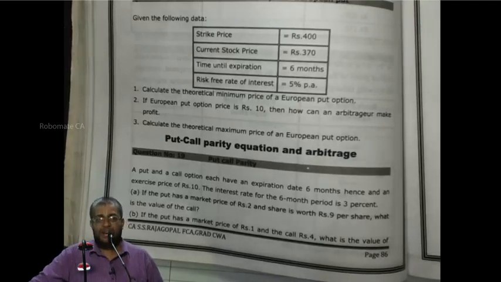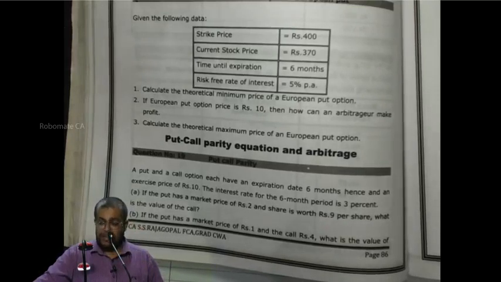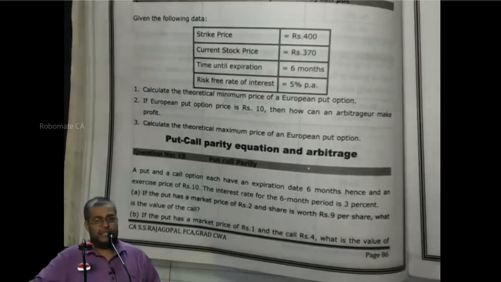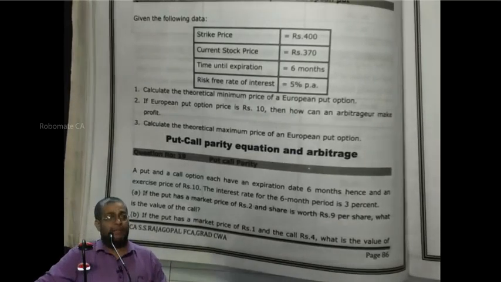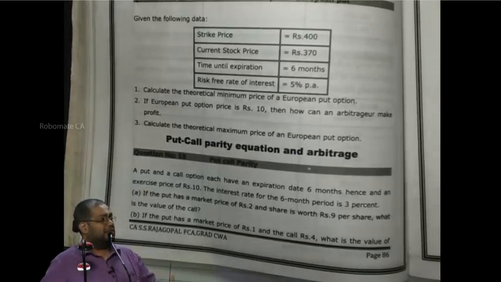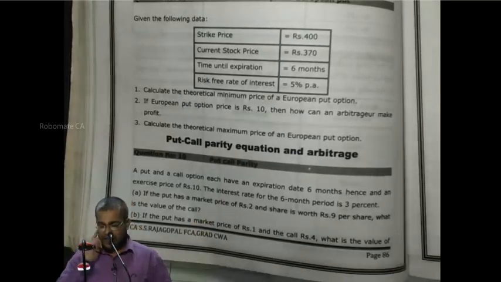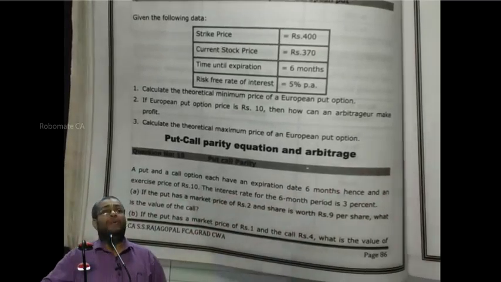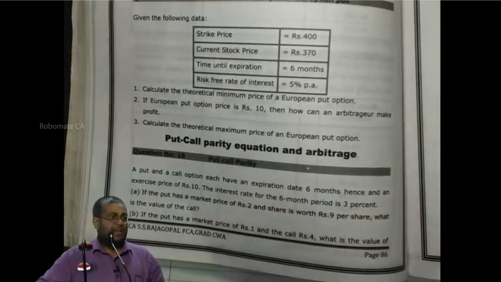Now, the next question is, 3% is the interest rate given. They say the interest rate for the 6 month period. 3% for 6 months. 6 month interest rate 3% means the 6 months deposit gives 3%, not 3% per annum. One should understand it. So e power rT itself is 3%. Yes or no? Can I proceed?